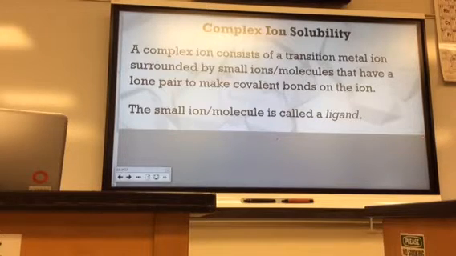You have to have a transition metal ion to make a complex ion. So like sodium, potassium, barium, they wouldn't work. It's got to be a transition metal. And then it's got to be something attached to it that has at least one lone pair on it. Now that something attached we call a ligand. The thing with the lone pair is a ligand.